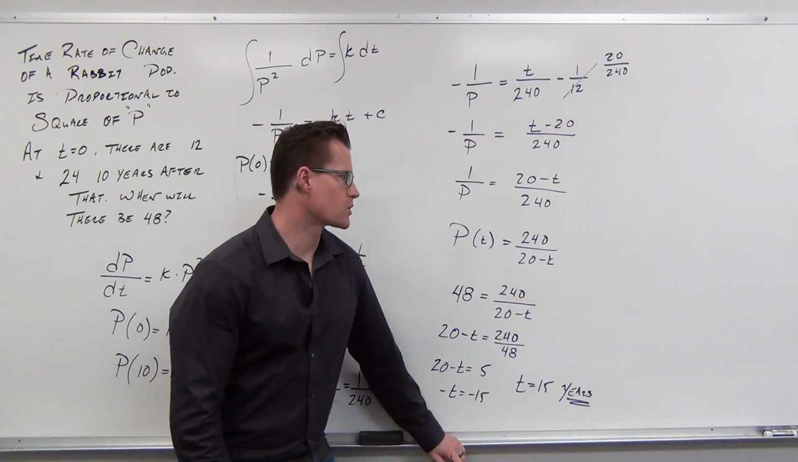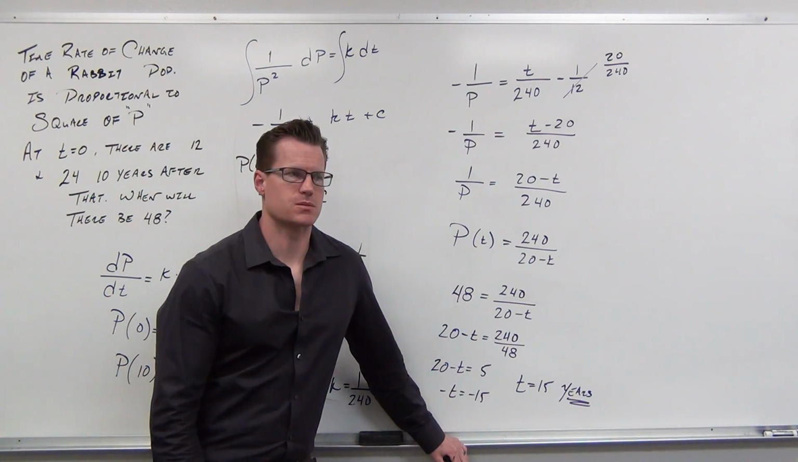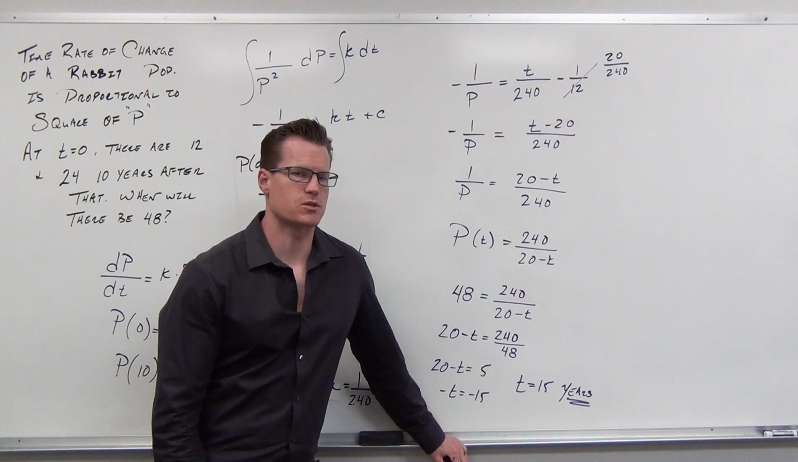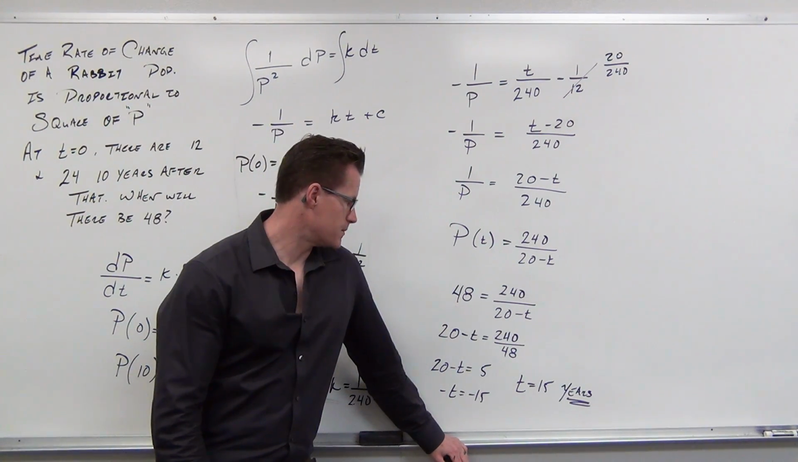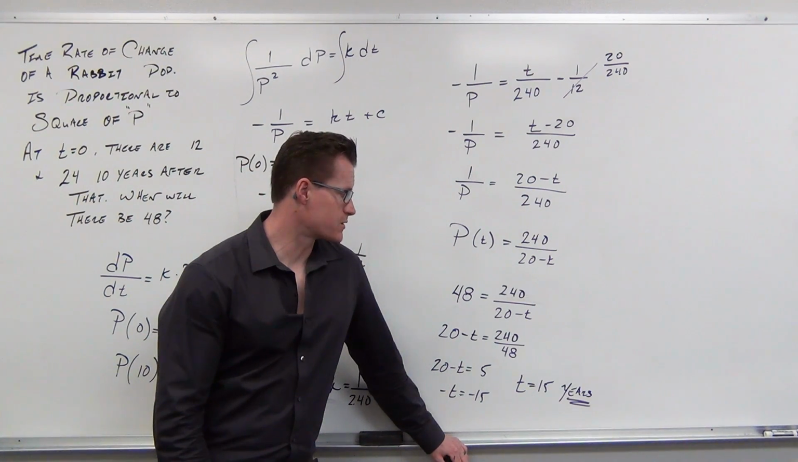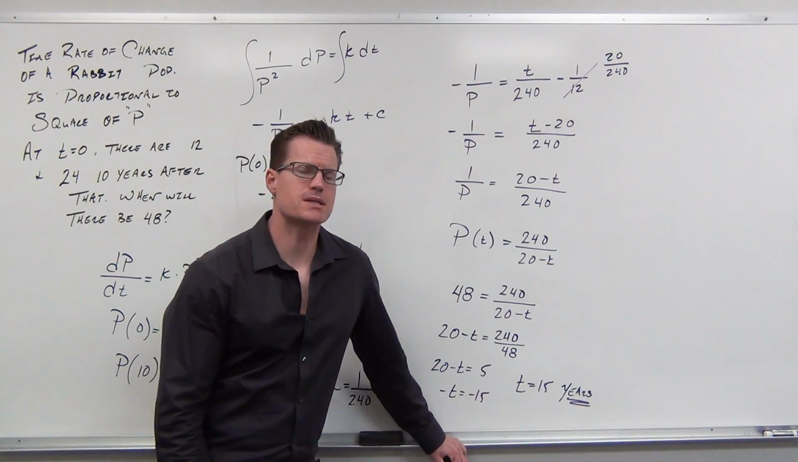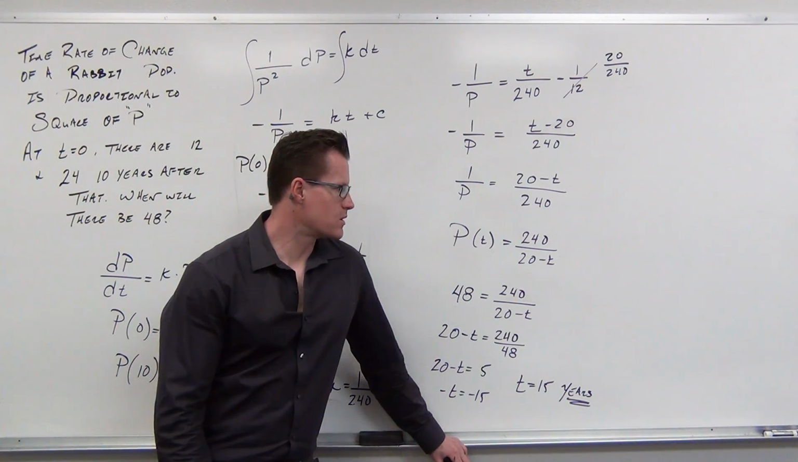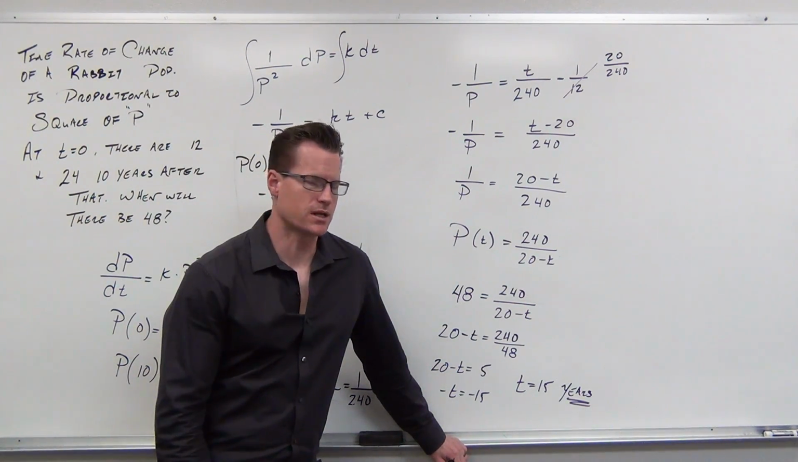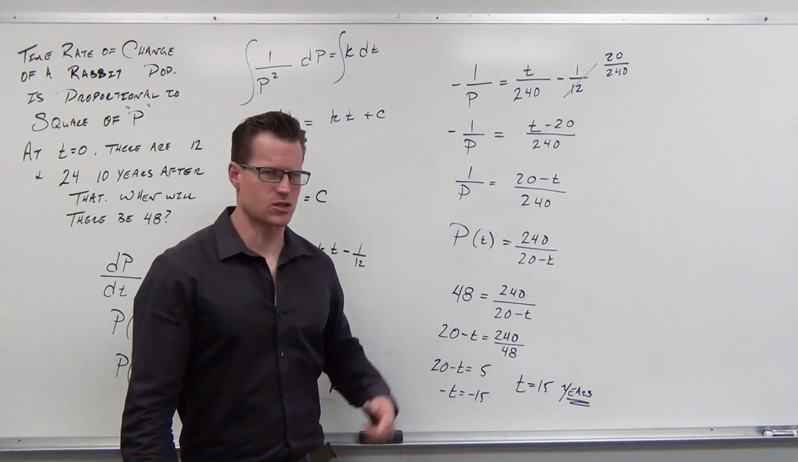As we get closer and closer to 20 years, well, let's see, that denominator gets smaller and smaller and smaller, doesn't it? So 20 minus 15 would give us 5 after 48 bunnies. How about 20 minus 19? What happens in 19 years? Well, in 19 years, we got 240 divided by 1. That's 240 bunnies.